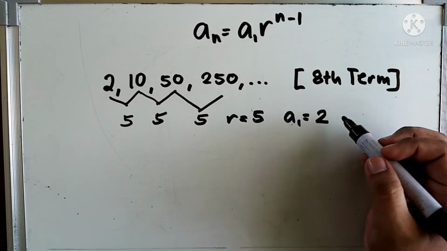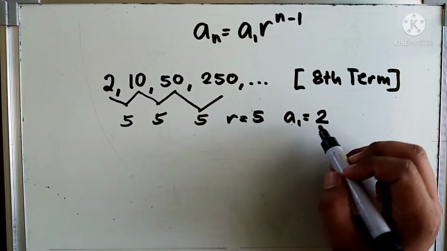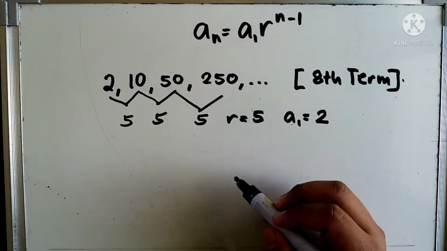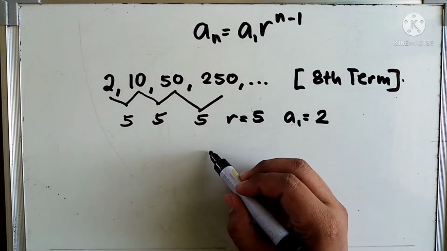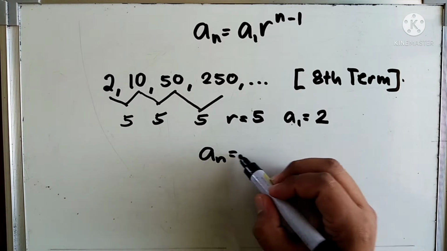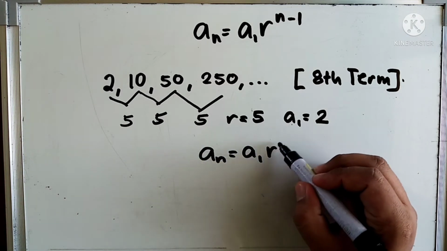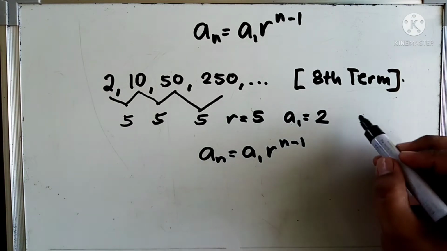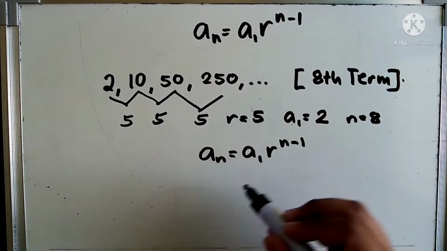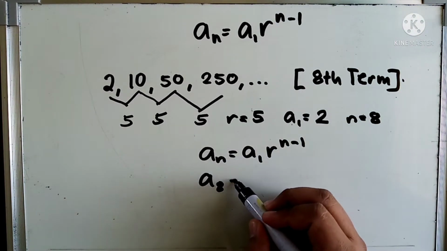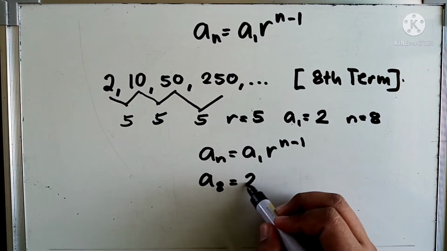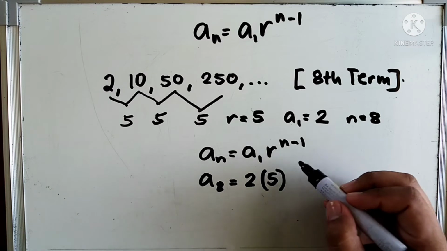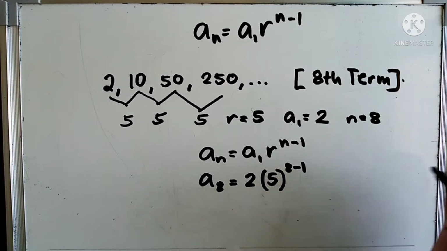Okay, so dahil determine na natin yung common ratio at yung first term, we can solve for the 8th term. So to do that, we use the formula a sub n equal to a sub 1 r raised to n minus 1. So we're looking for the 8th term. Ibig sabihin yung ating n ay 8. So we have a sub 8 equal to, your a sub 1, the first term is 2, times the common ratio is 5, and your n is 8 minus 1.